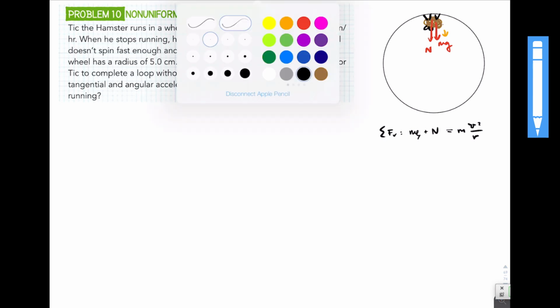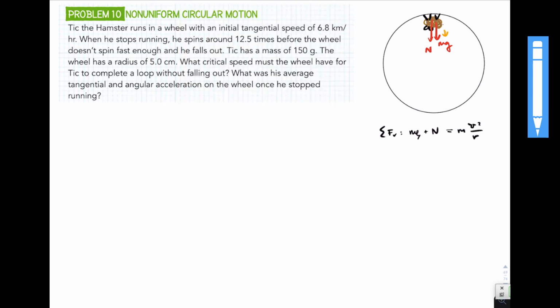But what we're going to do, the condition to find the minimum speed is that, I can erase it, but that wasn't what I meant to do, that normal force goes to 0, okay? So it's the minimum possible normal force, so right before the hamster falls off would be what we're actually looking for, but the critical point is that normal force is equal to 0, okay?